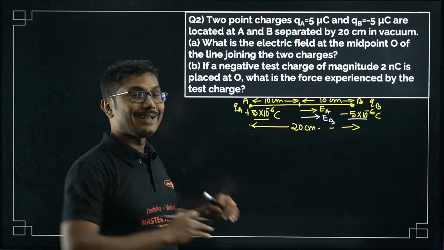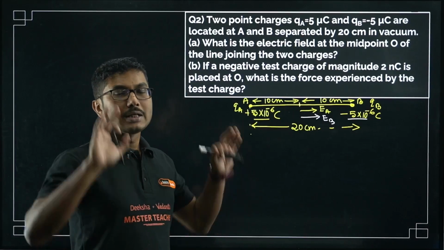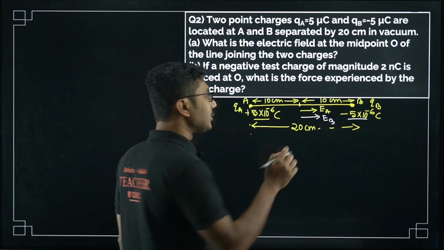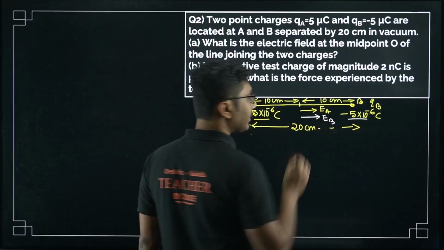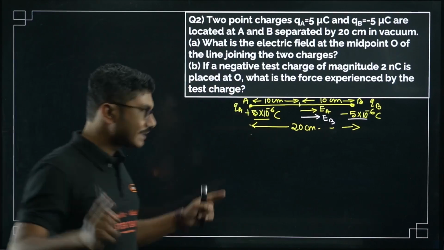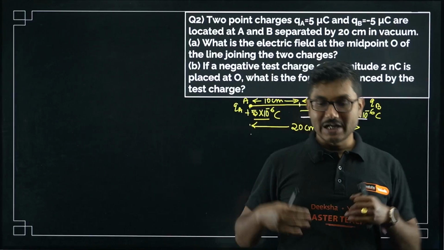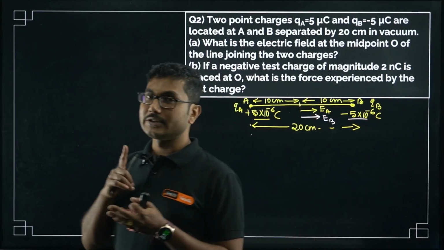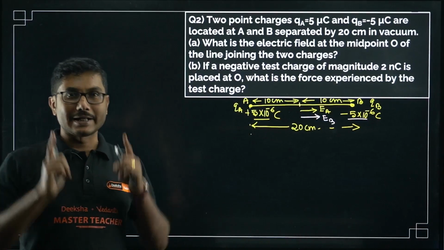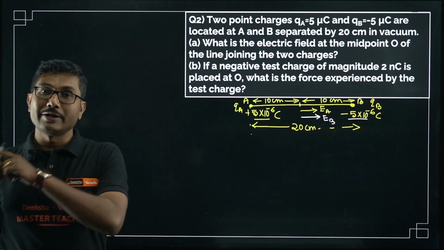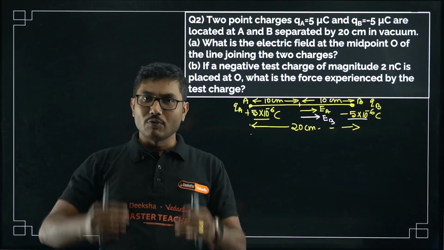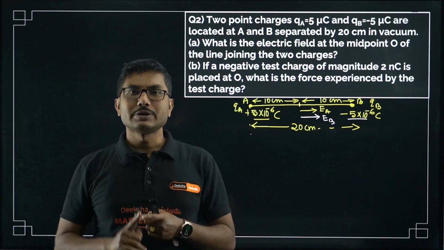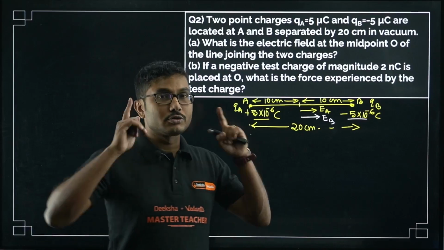The sign of the charge does not matter. The sign of the charge only helps you to find the direction of the electric field. So I always say that when you are calculating electric field, the sign of the charge is not important. What is important is the direction of the field. Whereas when you are finding the electric force or electric potential, in those cases the sign of the charges is also important.